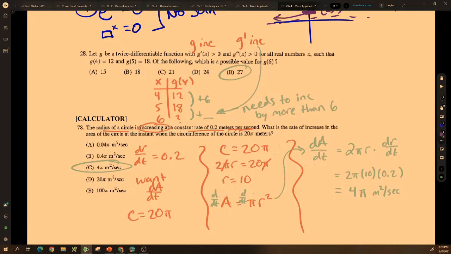Let g be a twice differentiable function such that g prime of x is greater than 0. As soon as I see that, we're thinking g is increasing. And g double prime of x is greater than 0, meaning g prime is increasing, or even g is concave up. And then they give us g of 4 is 12, g of 5 is 18, and what is a possible value for g of 6?